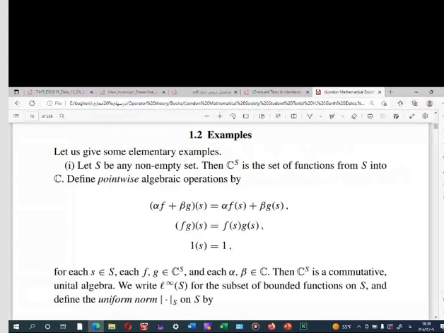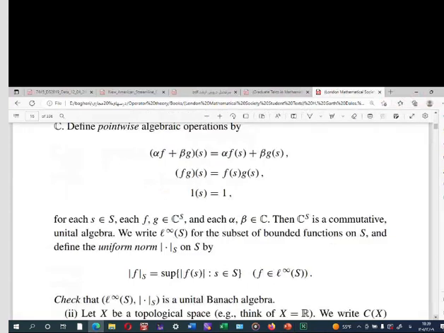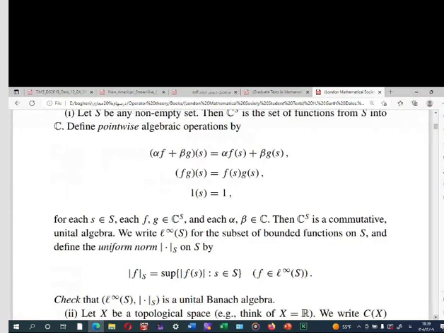Now we can use the uniform norm or supremum norm in L infinity of S. By this equality, the norm of f equals the supremum of all the absolute values of f of s such that s belongs to S. Since f is bounded, this set is a bounded subset of real numbers, and so we have the supremum of this set. And this is a unital Banach algebra. It is very, very trivial.